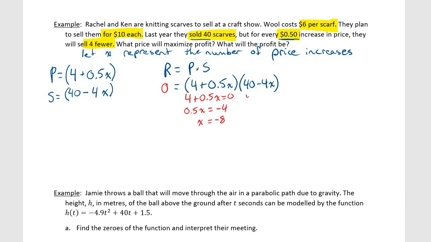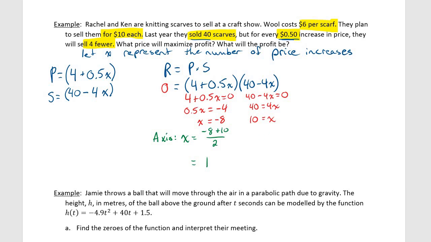Or 40 minus 4x is equal to 0. In this case, 40 equals 4x. And 10 is equal to x. So those are our 2 roots. Now, find our axis of symmetry. So the axis, x is equal to the average of our 2 roots, negative 8 plus 10 divided by 2. Negative 8 plus 10 is 2, divided by 2 is 1. So whatever our maximum profit is, it's going to have 1 price adjustment.